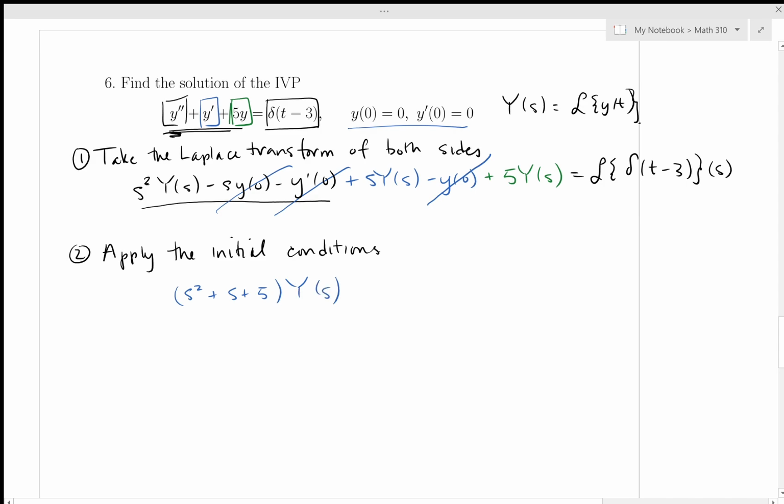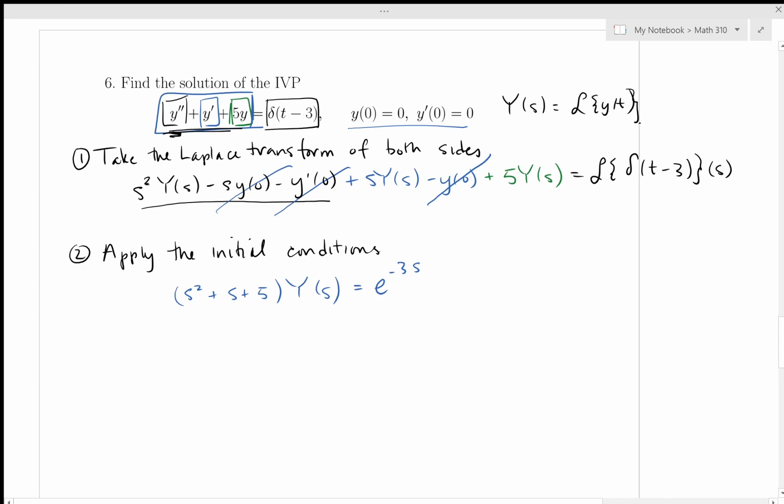It is not a coincidence that if you were to take the characteristic equation of this, we would typically have been using r for that. If we were to use, say, the method of undetermined coefficients, we would be solving the homogeneous system, and we would have the characteristic equation r squared plus r plus 5. So it's not a coincidence that it's the same. And then on the right-hand side, the Laplace transform of the Dirac delta function applied at time t equals 3 is e to the minus 3s.